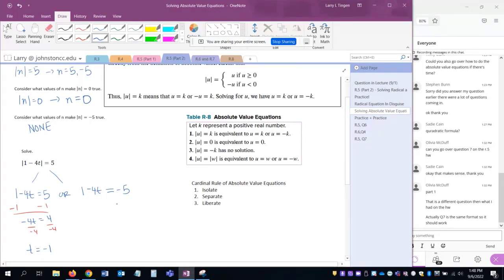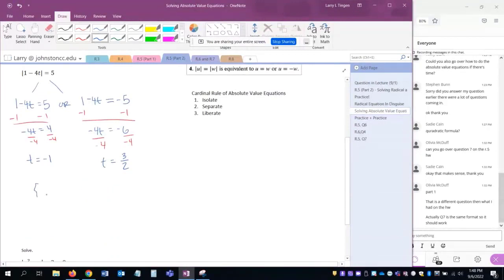All right, how about my other problem over here? Same steps. I want to get everything with a t on one side, everything without on the other. -4t is equal to -5 minus 1 more is -6. T is almost by itself. It just needs to be divided by that -4. And I'm left with t is equal to 6 over 4, which is 3 over 2. A negative divided by a negative is a positive. All right, so my solution set is -1 and 3/2.